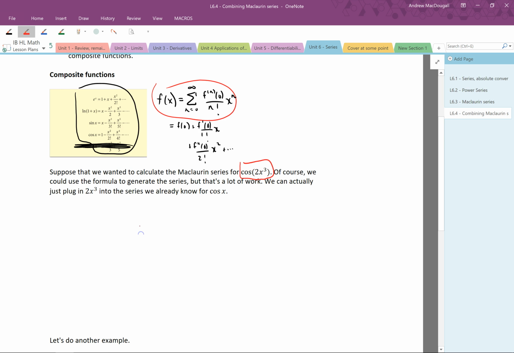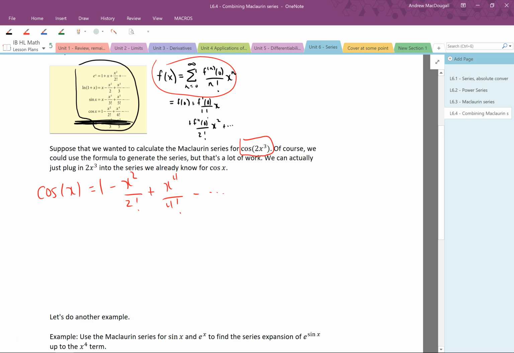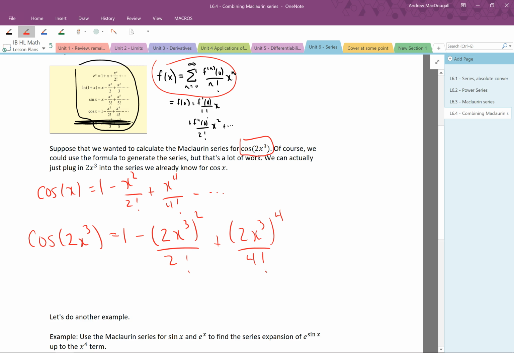Well, let's see. We know that the cosine of x is 1 minus x squared over 2 factorial plus x to the 4 over 4 factorial, and so on, and this converges for all x. So this series is literally equal to cosine of x for any x. But okay, so what if we plugged in 2x cubed for x? Wow, this looks nice. Okay, look at that. Now we're getting somewhere.